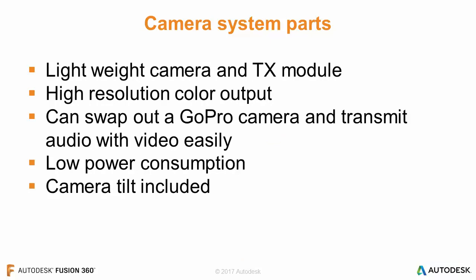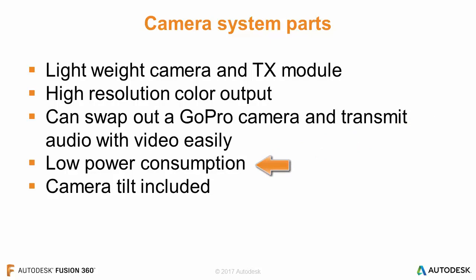So overall, the camera system parts, let's talk about what we have. We have a lightweight camera and a transmission module. The Skyview TX module operates at 5.8 gigahertz and has 32 channels available. We have a high resolution, the 700 TVL color output camera. We can also swap out a GoPro camera, and we can transmit audio and video easily with the TX module that we chose. We're using options that have low power consumption.